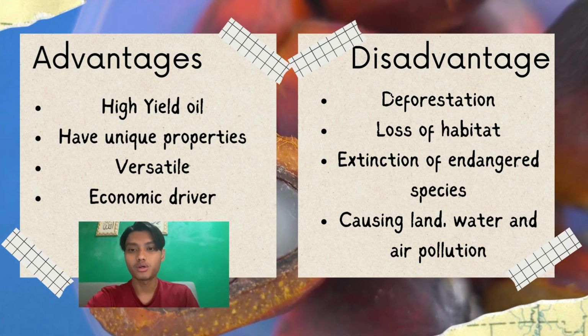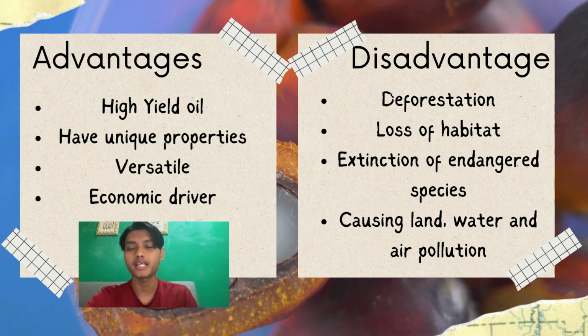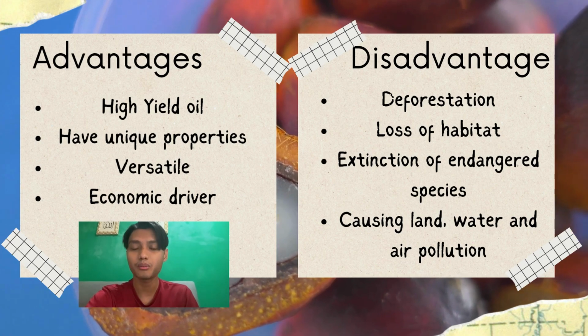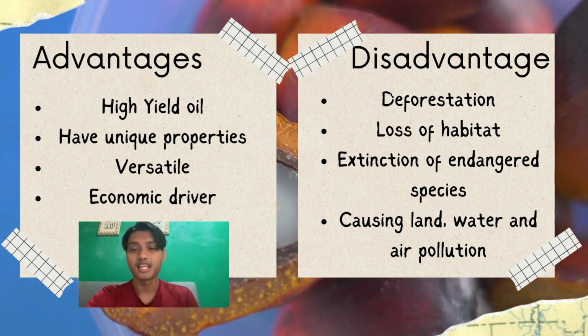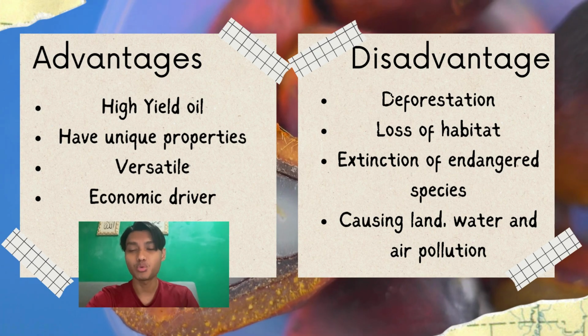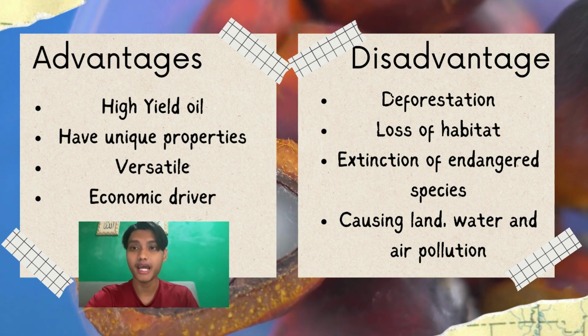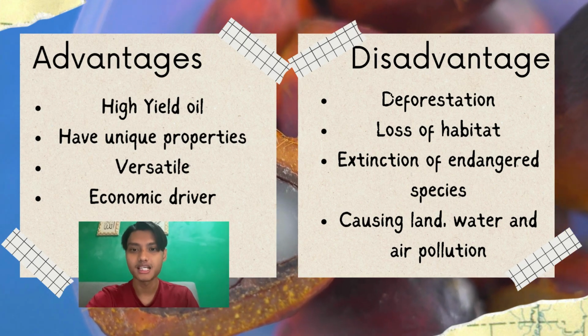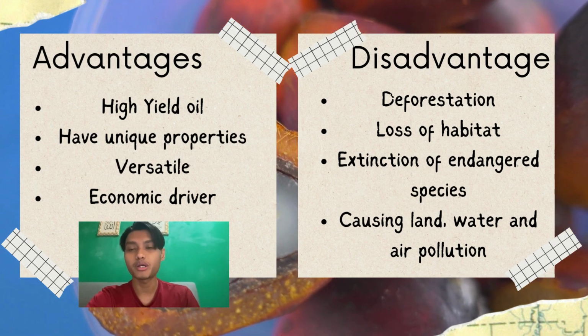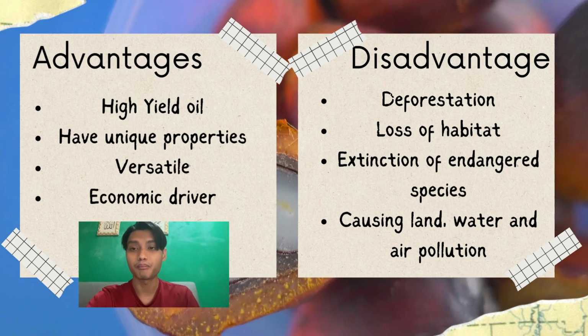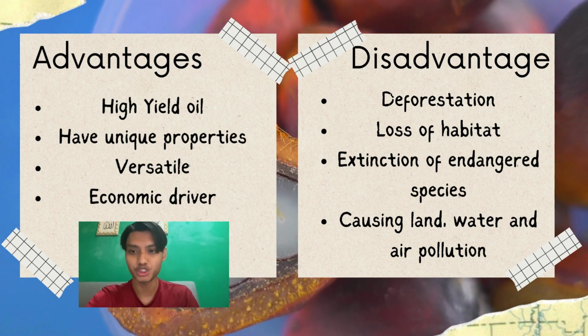So palm oil has a high oil yield, where it contains more oil than soybean or kernel seeds. Then it has unique properties where it can withstand high temperature, making it versatile and mostly used in food products. And also palm oil is an economic driver, where it is mostly planted in Indonesia and Malaysia.